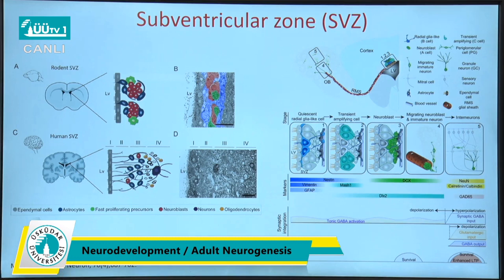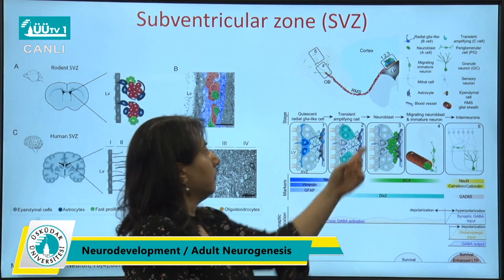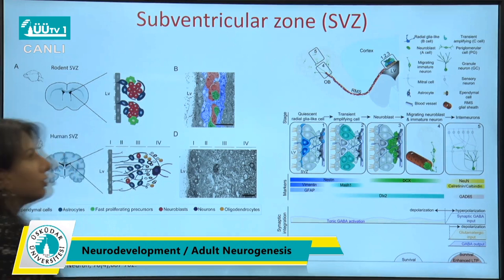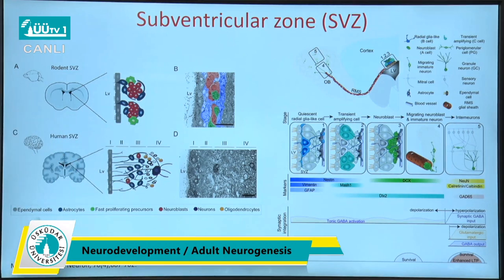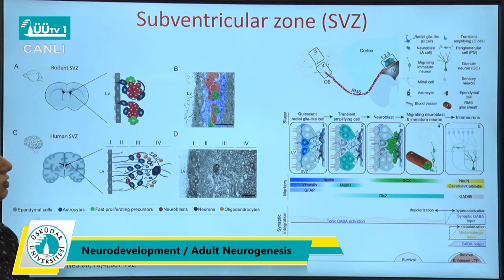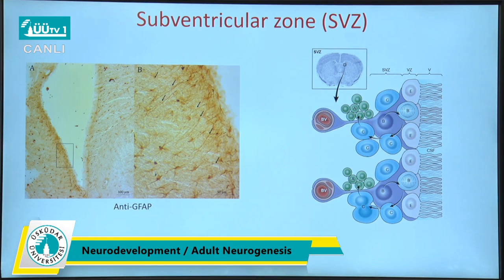So these cells will need to migrate a long way, and we see a migration route here, which is also called the RMS, or rostral migratory stream. When the neuroblasts are differentiated, they will take this route and go to the olfactory bulb cortex, and when they reach their final destination, they will mature there and be integrated into the neural network. So this is a section from a rat brain, and it is a staining against glial fibrillary acidic protein.